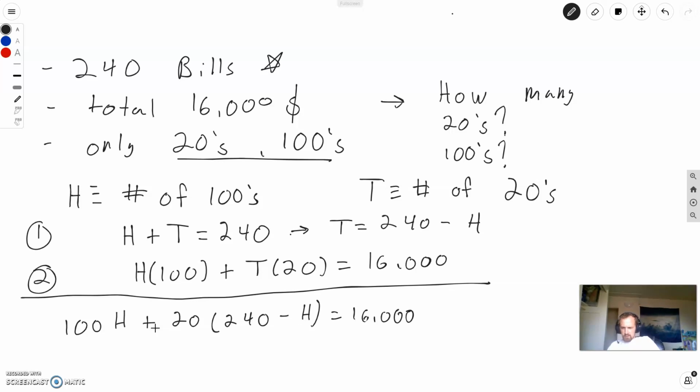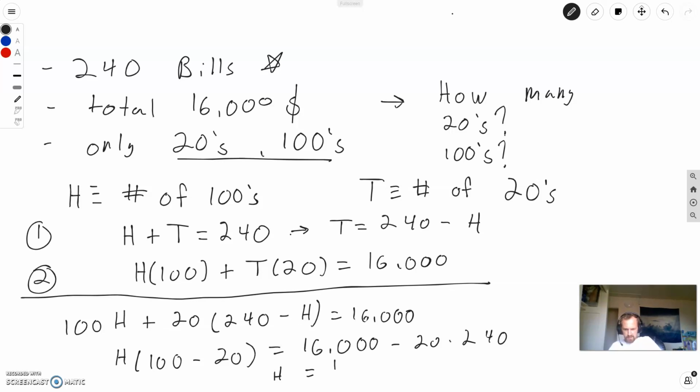So then what are we going to get here? We'll get H times (100 minus 20) equals 16,000 minus 20 times 240. So H equals 16,000 minus 20 times 240, which is 11,200, divided by 80. The 80 I'm getting from this 100 minus 20.